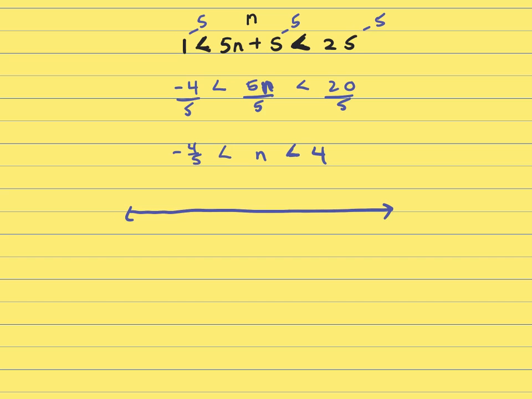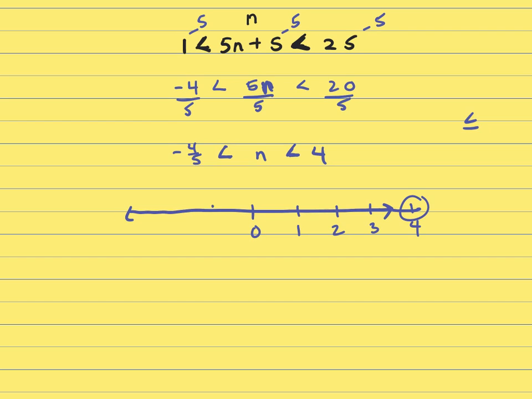Now, you've got less than. You don't have less than or equal to. So the endpoints, the numbers on the end, are not included. But let's look. Here's 0. Here's 1, 2, 3, 4. Now, that 4 is not included.